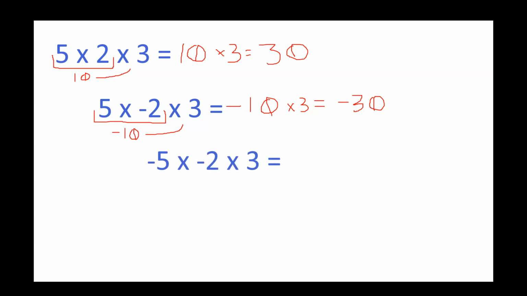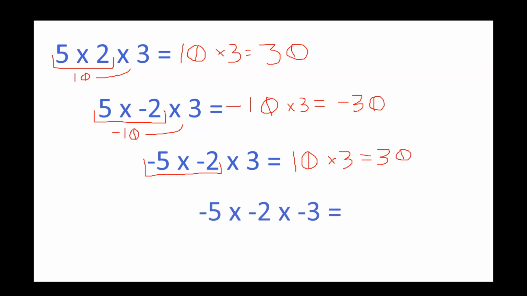How about negative 5 times negative 2 times 3? Take our first pair, negative 5 times negative 2. Since the signs agree, both numbers are negative, the answer is positive, positive 10. Agreeing about what you are is a positive experience. Then we take that result and multiply it by the extra number. Positive 10 times positive 3 is, of course, positive 30.